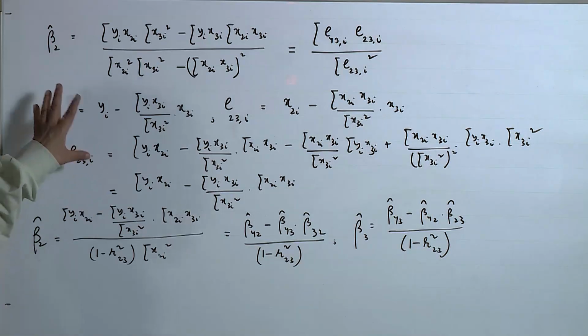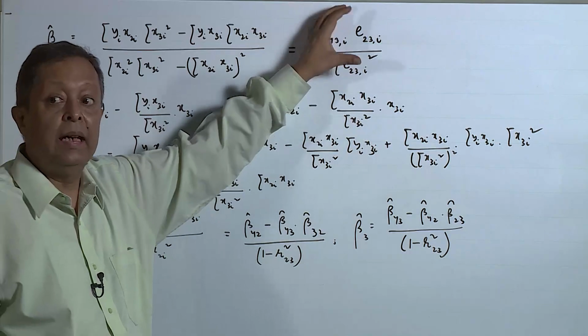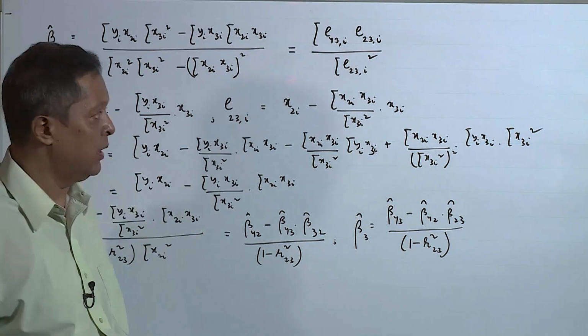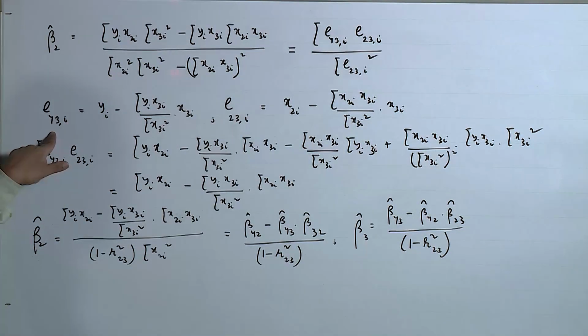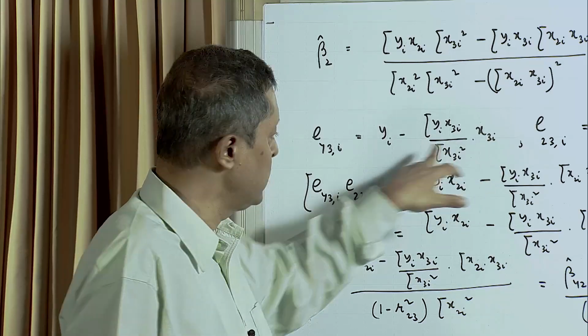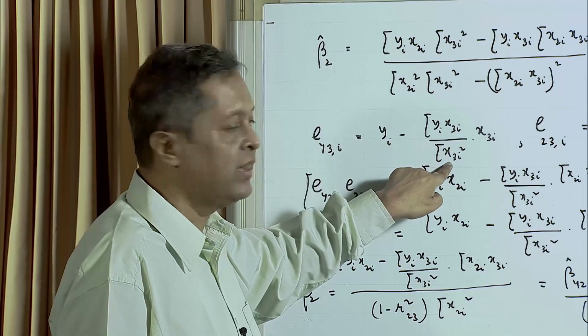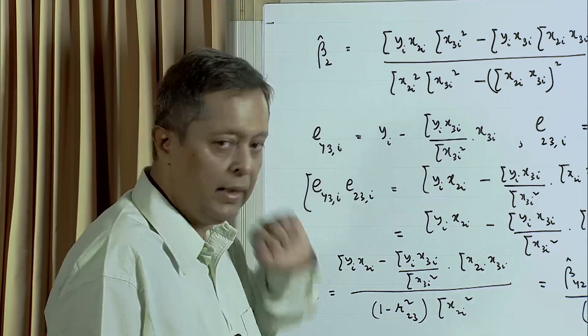So, that shows the relation between this multiple regression result and equivalent simple regression results. So, what is e_yi3? It is y cleansed of x3. So, y minus some coefficient estimated times x3, because y is regressed on x3. That coefficient is like Σy x3 divided by Σx3 square, because y is regressed on x3.